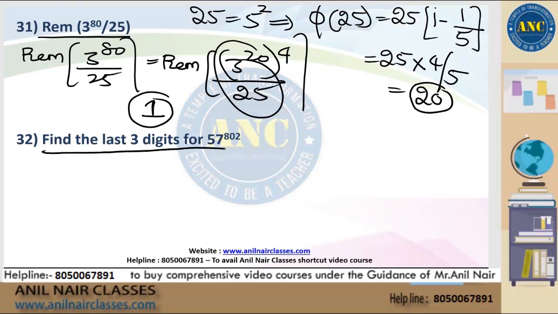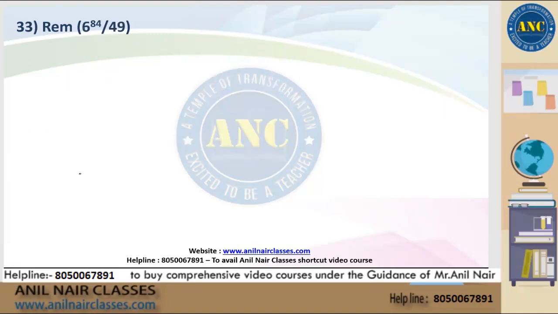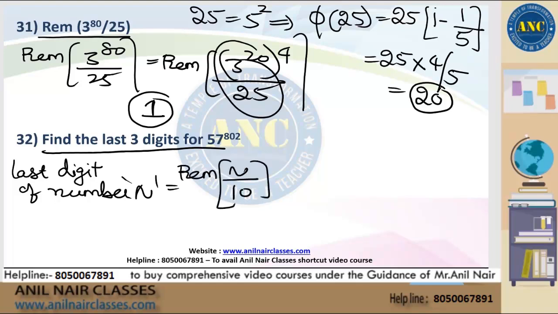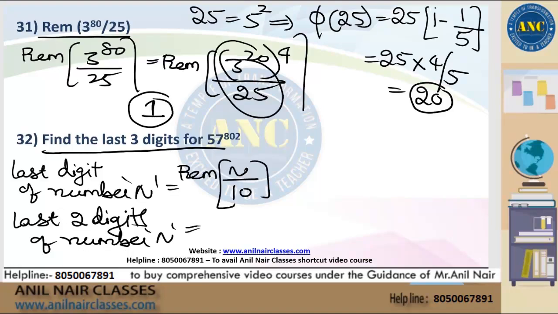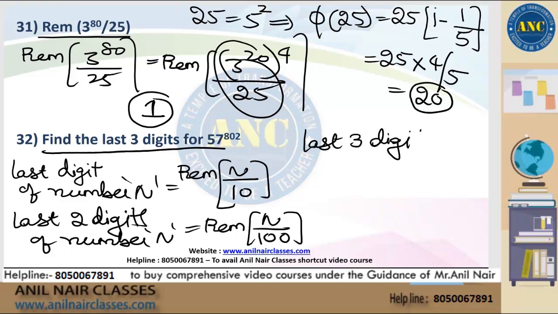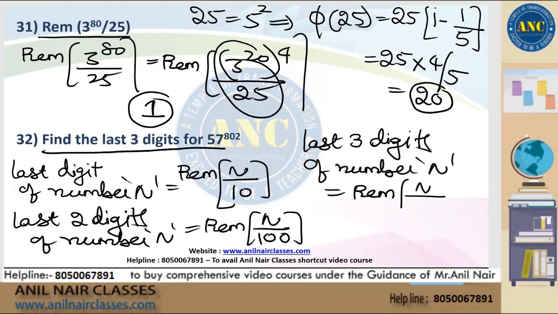32nd. Find the last 3 digits of 57 power 802. Remember, the last digit of a number n is nothing but the remainder when the number is divided by 10. The last two digits of number n is nothing but the remainder when you divide by 100. Similarly, the last 3 digits of a number n is nothing but the remainder when you divide the number by 1000.